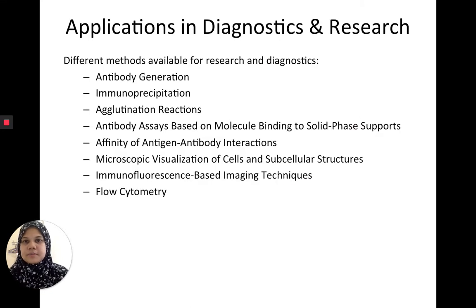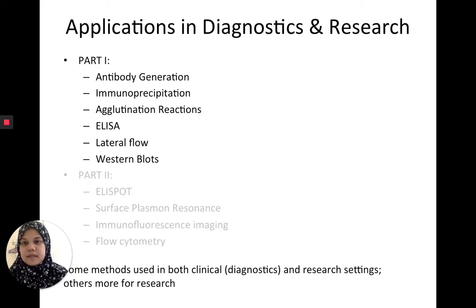So, what are these applications? They can be antibody generation. That's usually where it all starts. A lot of these reactions are based on antibody and antigen recognition. Immunoprecipitation, agglutination reactions, antibody-based assays, affinity, antibody-antigen interactions, microscopy, immunofluorescence, and flow cytometry.